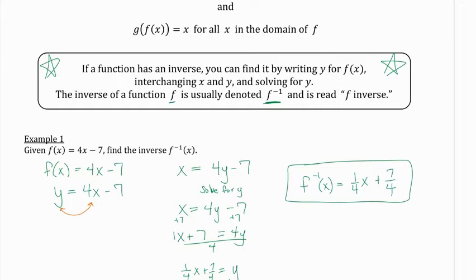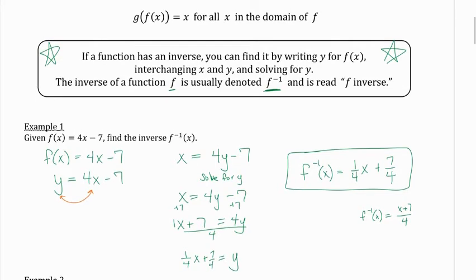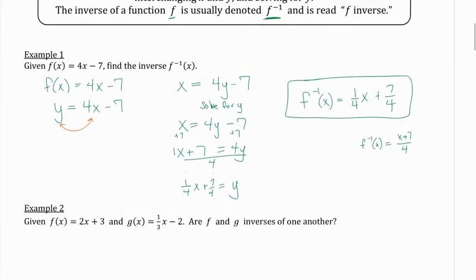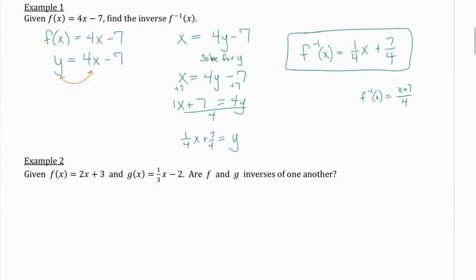If you wanted to leave it with just the 4 on the bottom, you could also write it as x plus 7 all over 4. That's totally fine if you want to leave it in that format. I just put it in slope-intercept form because that's what we're used to. So I had a linear function, found the inverse, and I still got a linear function. That's normal. So that's how to find the inverse of a function.